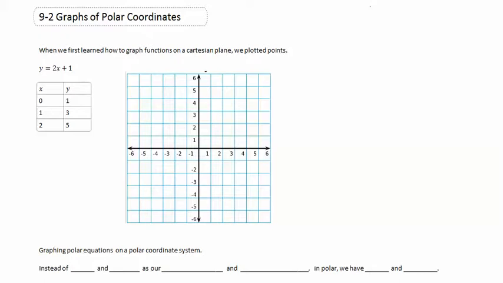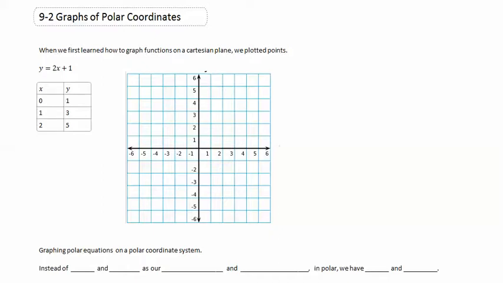We plotted those points. So for example, if I gave you the equation y equals 2x plus 1, at this point now we know the slope is 2 and the y-intercept is 1. But when we first started, we would just plug in an input for our x and we would see what we got out for our output for y. So for example, if we plug in 0, we get 1. If we plug in 1, we get 3. If we plug in 2, we get 5. And we can plot those points.